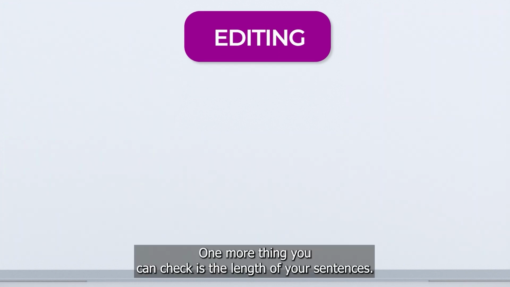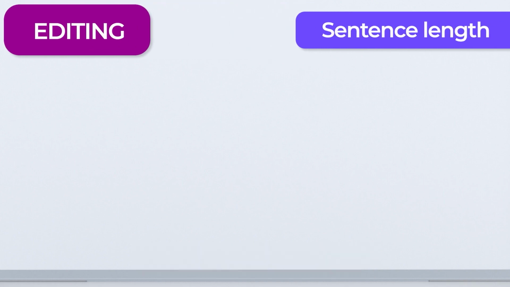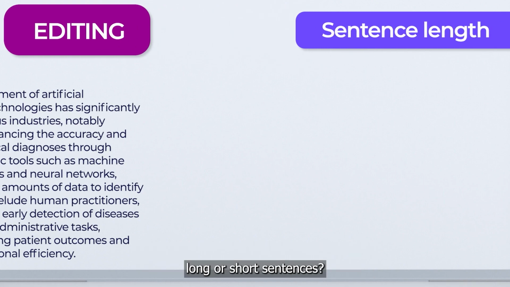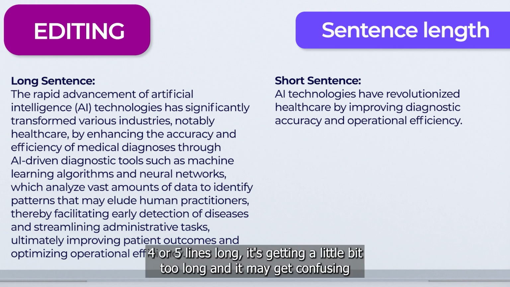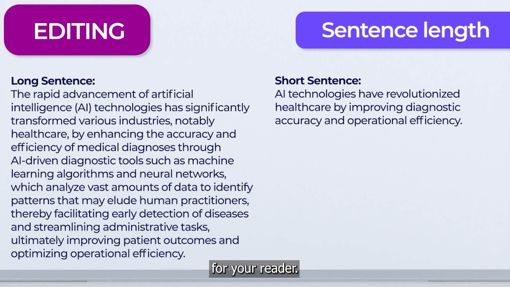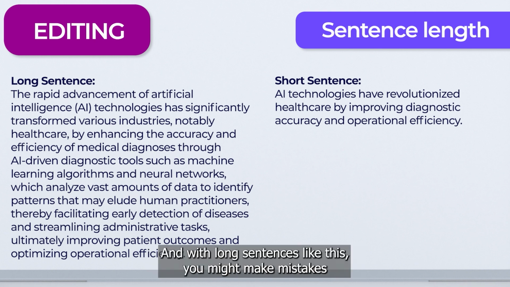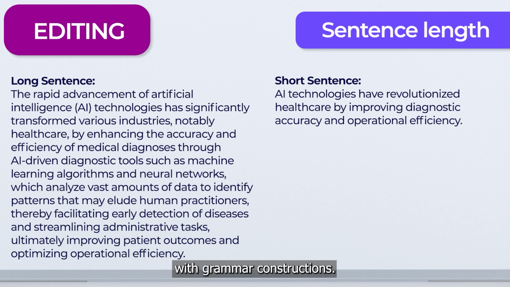One more thing you can check is the length of your sentences. Think, what is better, long or short sentences? Your sentences should not be too long. So if your sentence is 4 or 5 lines long, it's getting a little bit too long and it may get confusing for your reader. And with long sentences like this, you might make mistakes with grammar constructions.